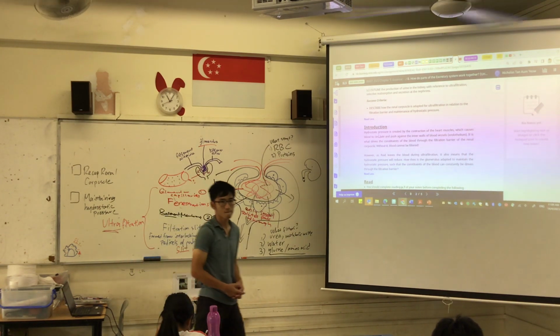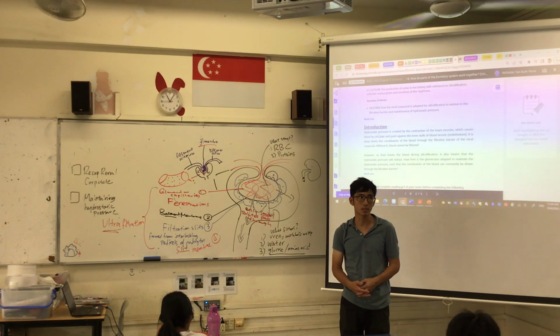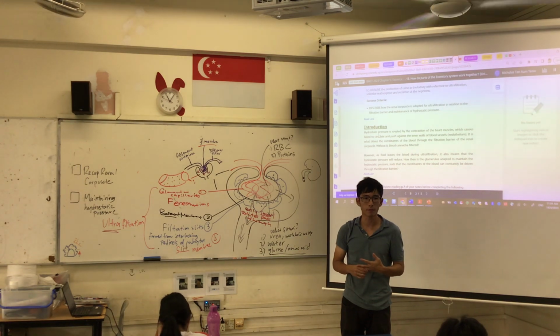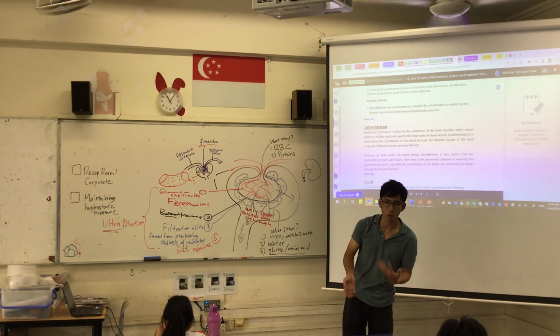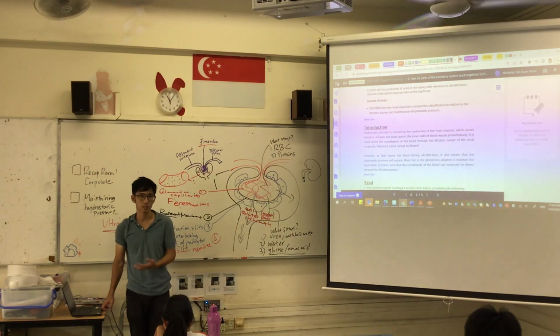Is the basal membrane phospholipid? Oh, good question. What is the basal membrane made up of? It is not made up of phospholipids. It's made up of something called glycoproteins, made up of a little bit of sugar and proteins. So it's not made of phospholipids.